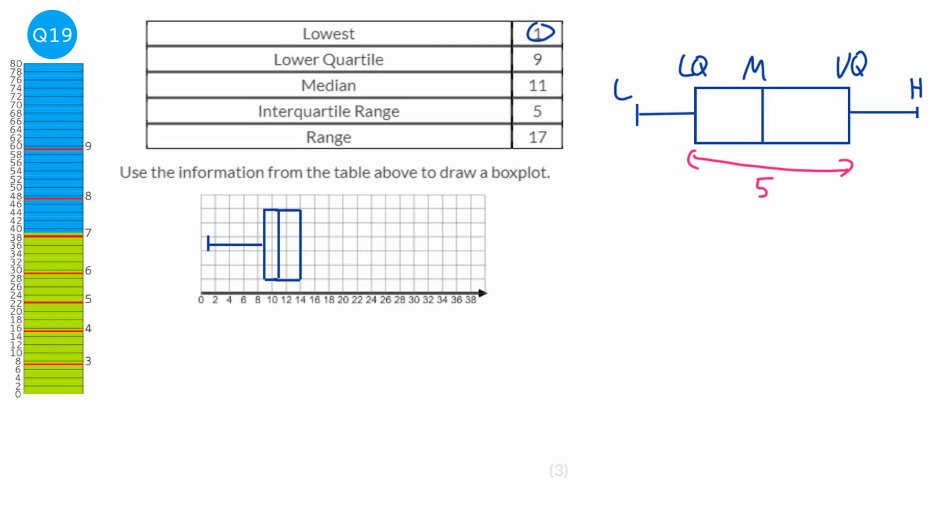Now the range is the total distance, or the total width of our box plot. So that's 17. So that's going to be 17 higher than the lowest value. Now the lowest value is 1, so 1 plus 17 is going to be 18. So we're going to have that at 18. And again, I'm just going to put a line there.